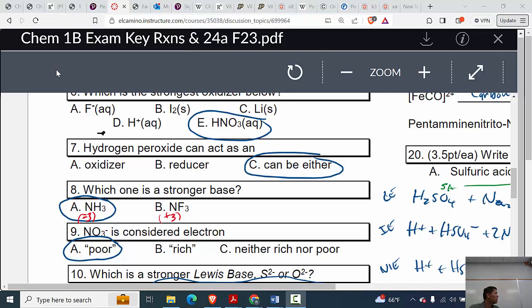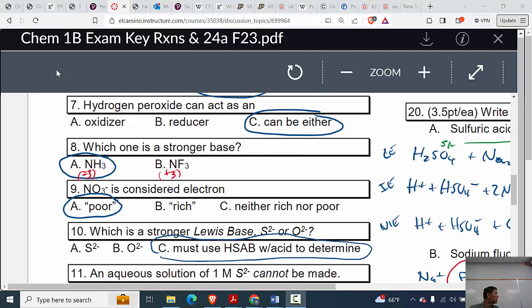Which one's a stronger base? For bases we want negative charge density in a lone pair. This is better, nitrogen. Fluorine does have negative charge, each fluorine's -1, but it's not good at sharing. So this for sure is a better base. In fact, this isn't even considered a base. B is nitrogen trifluoride. We wouldn't consider that a base at all, right?